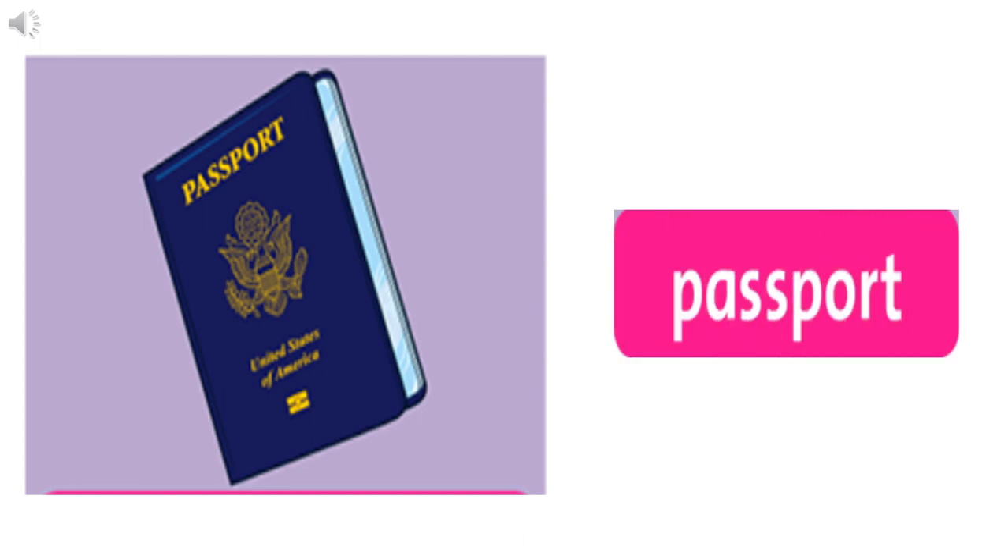Oh, it's very easy, right? This is a little book that has your name, your photo, and information about where you're from. So how do you call this one? Passport. Yeah, good job. It's a passport, right? Yes, one more time, please. Passport. Good job, passport. Next one.